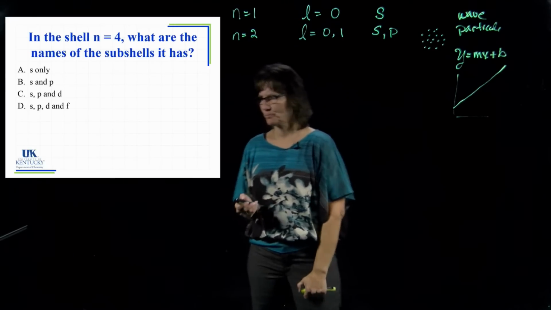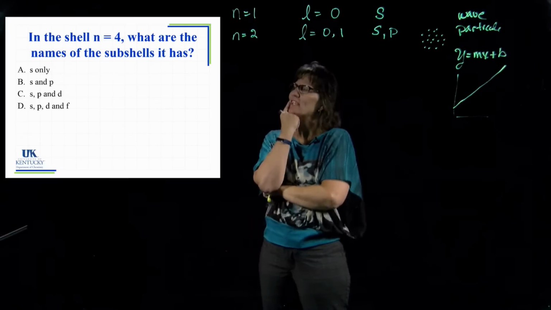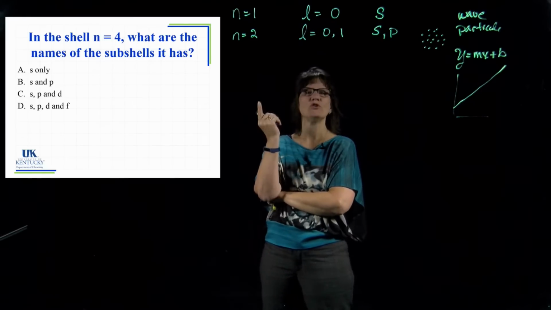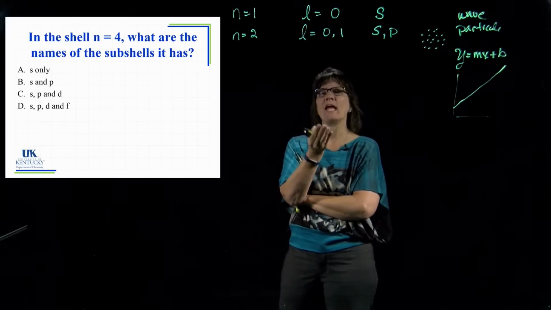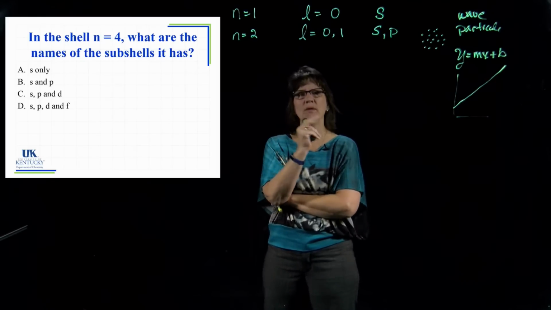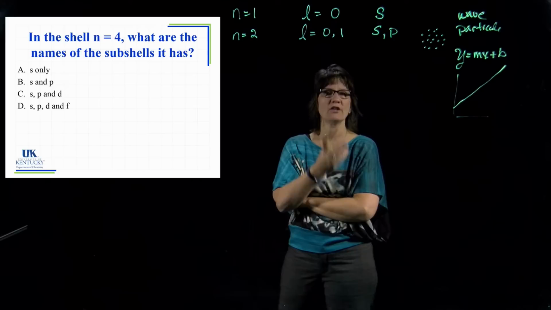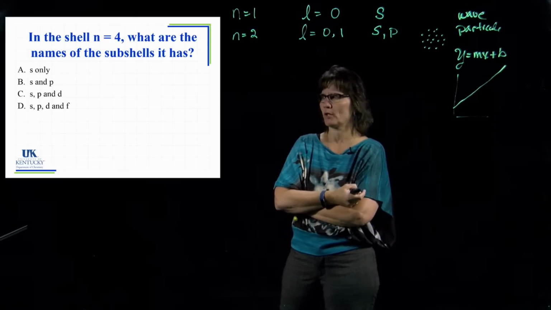Okay. So if you have a shell that's N equals 4, I want you to think about, following this model, what are all the names of the subshells that can be in the N equals 4? I'll let you work on that, and then we'll check your work.